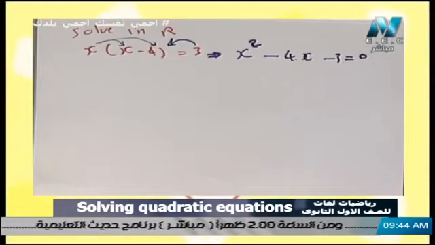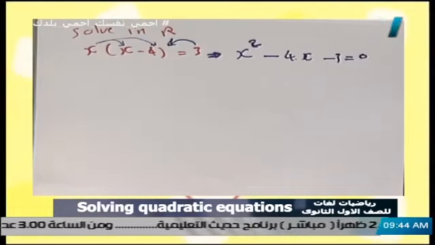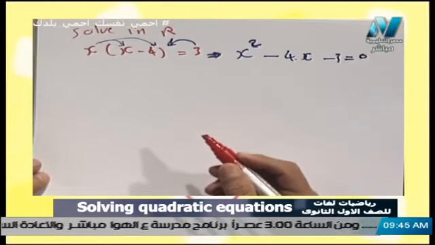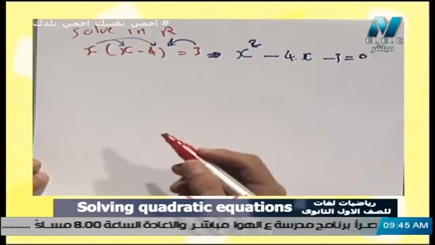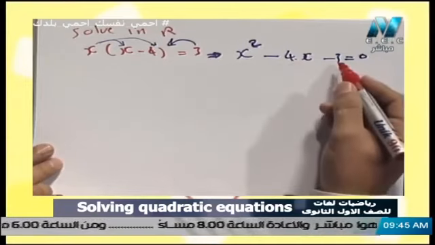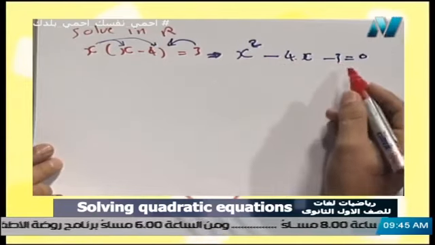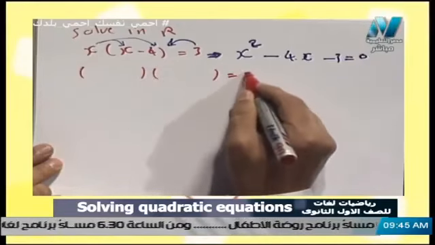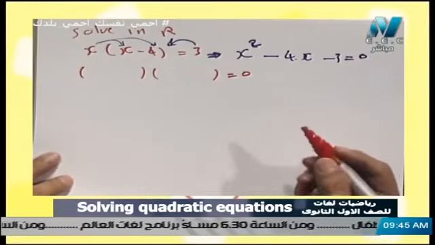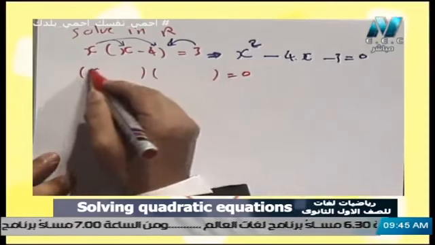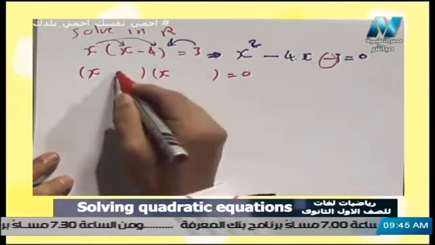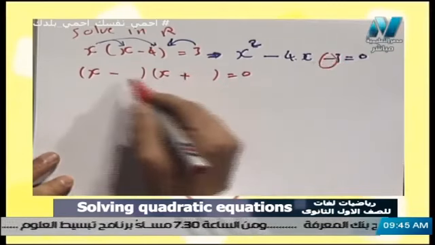First, we will try using factorization if we can, or if we find a solution using factorization. Here we have x² minus 4x minus 3. We will try. Maybe it succeeds or not. x² here, x multiplied by x. We have here negative, meaning negative multiplied by positive, or positive multiplied by negative.